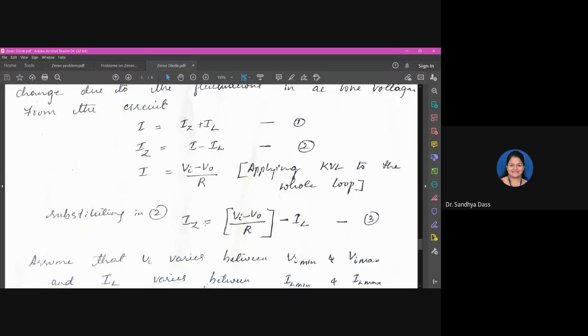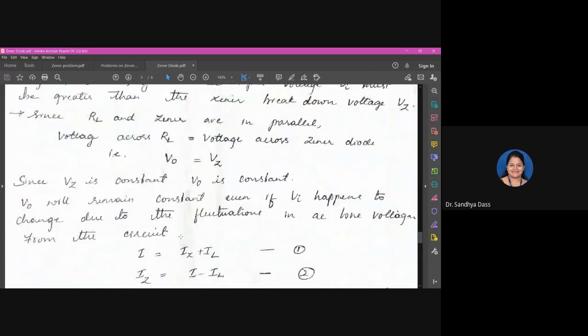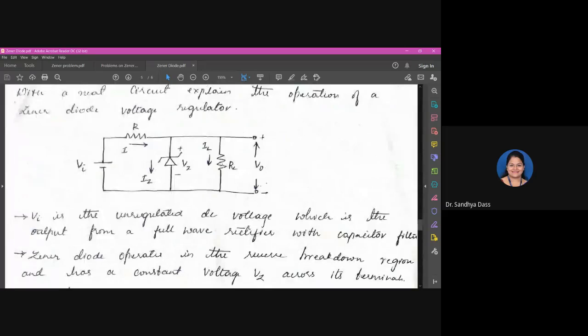From our discussion till now, if IL is maximum, IZ will be minimum. If RL value is less, IL will be maximum and IZ will be minimum. For the minimum value of RL, IL will be maximum and IZ will be minimum. For the maximum value of RL, IL will be minimum and IZ will be maximum, correct?